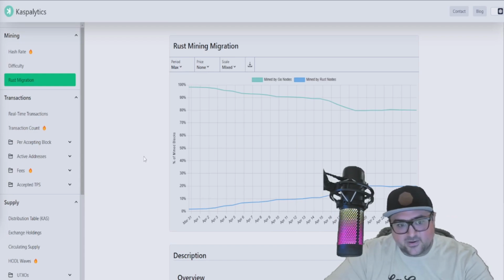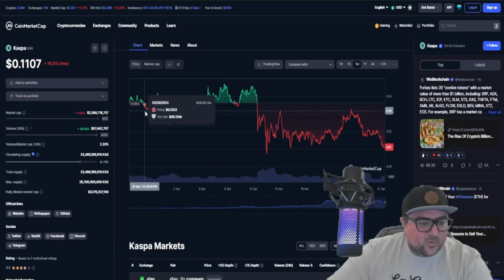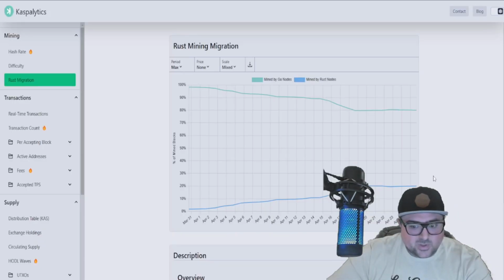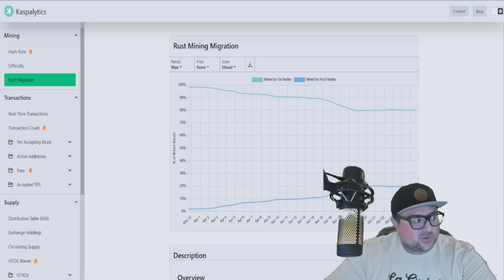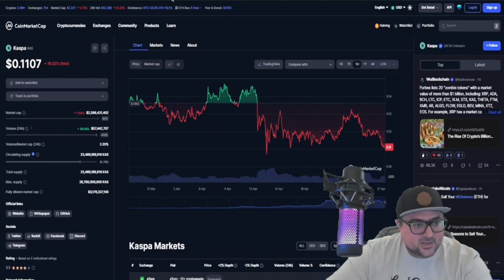All right, so this will help investor confidence. This is very, very important. So where are we at today? Well, we're at 20% migration rate. We've been there for about a week, and I think we'll soon move in an upward trajectory.